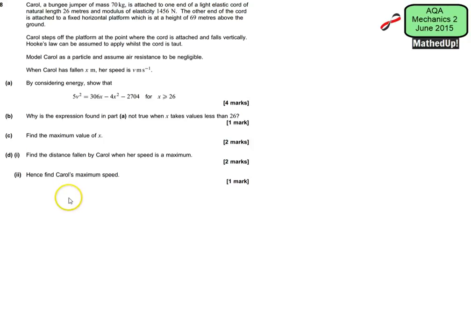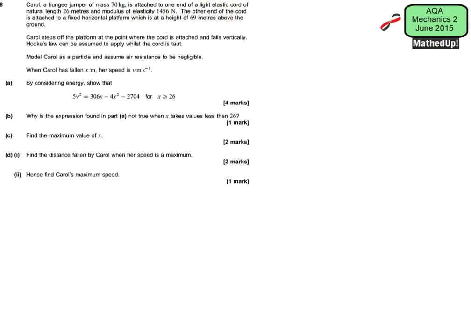Hi, this is question number 8 from the AQA Mechanics 2 June 2015 exam paper. In this question we have Carol, who's a bungee jumper of mass 70 kilograms, and she's attached to one end of a light elastic cord.